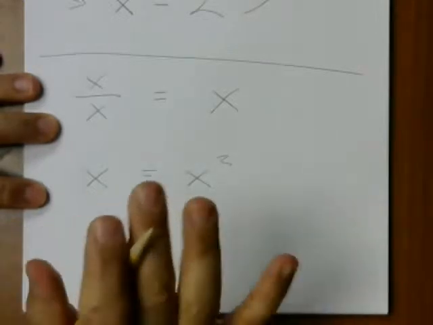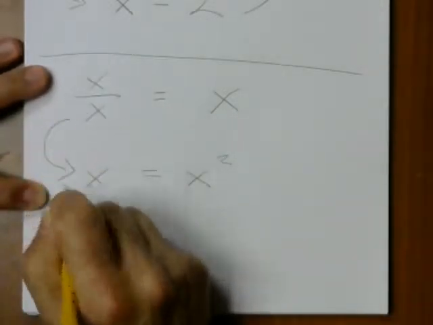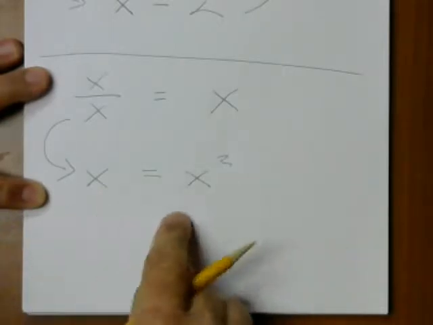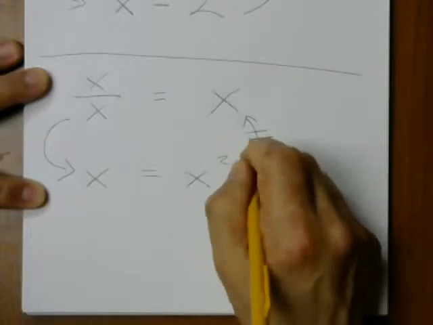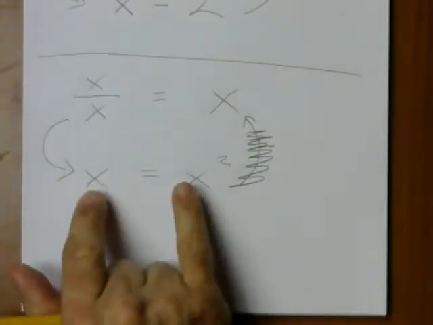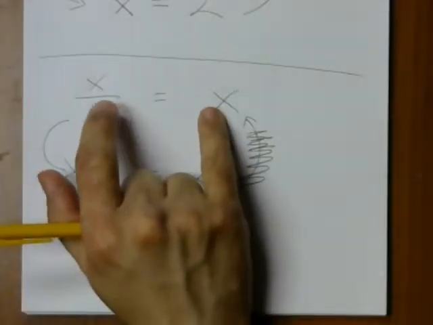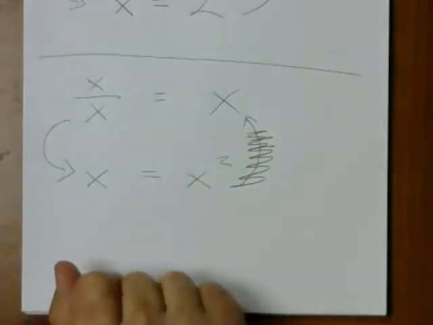Okay, so let's think about it. If this is true, then this is true. But if this is true, this is not the case. Not every solution to this is going to be a solution to this. Not every one of these steps is reversible.